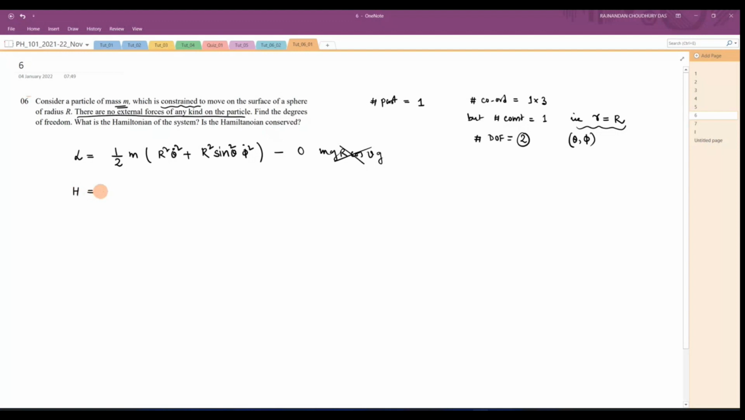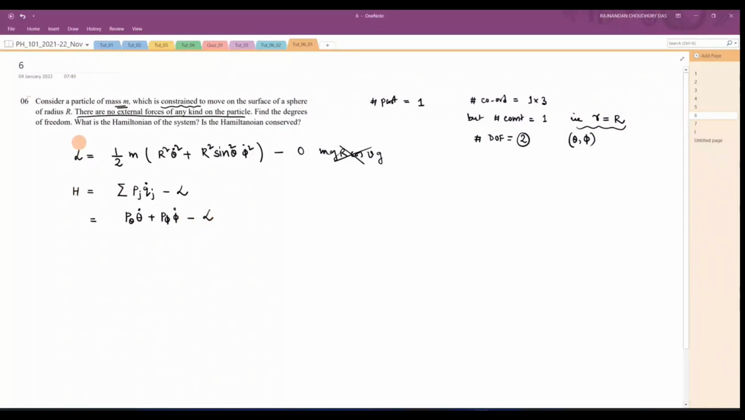The Hamiltonian is basically the sum over all generalized coordinates of Pj Qj dot minus the Lagrangian. So if you simplify this, your generalized coordinates are theta and phi. That's why it will become p theta theta dot plus p phi phi dot minus L.